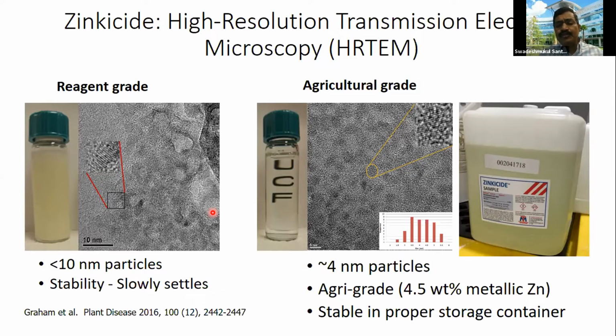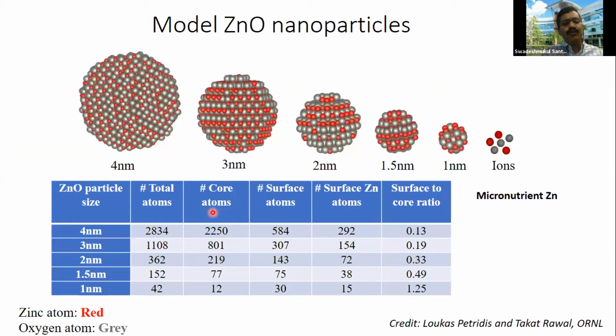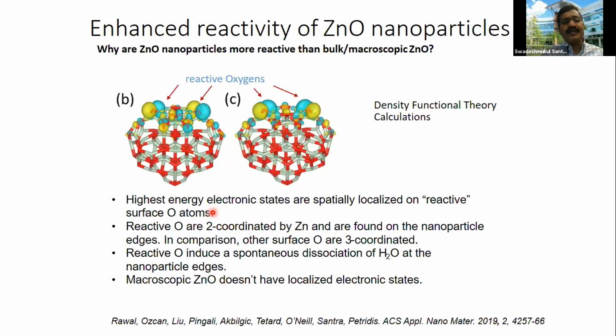And in collaboration with a local company, Trademark Nitrogen, we are able to prepare agriculture-grade, fully stabilized Zinkicide, which is available for research purposes. If you look at the cartoon or model of this Zinkicide, it is designed to be completely degraded to zinc ions, which are the essential micronutrient. Thanks to our collaborators at Oak Ridge National Lab, they have done a fantastic job to understand why this size of particles is unique compared to others.